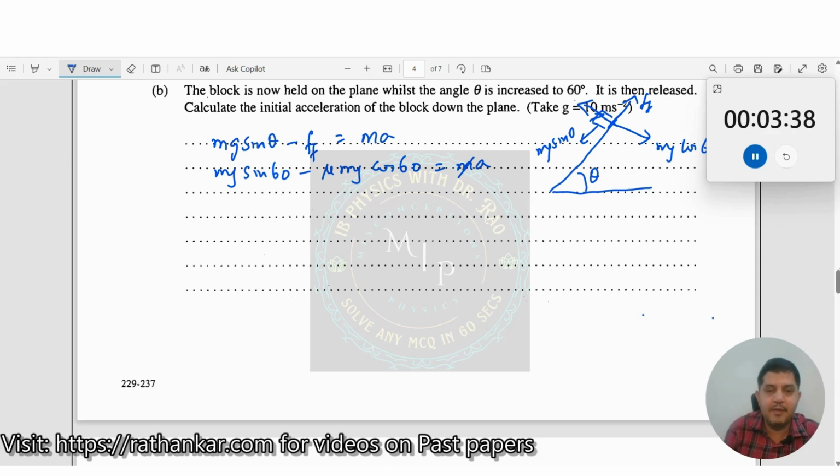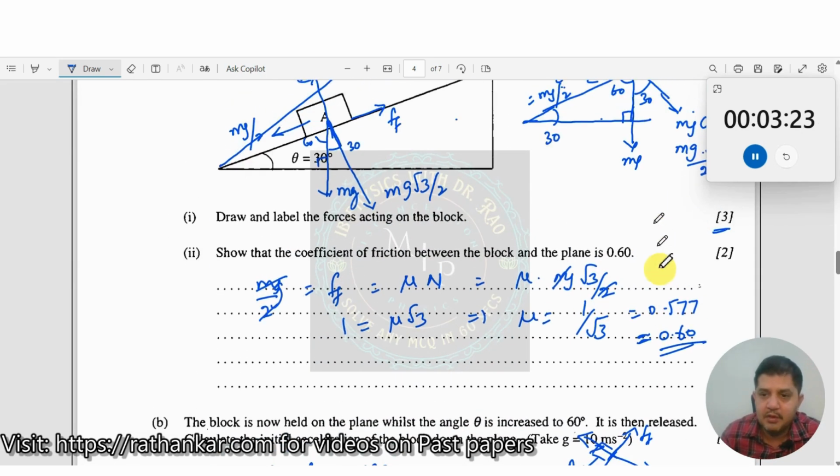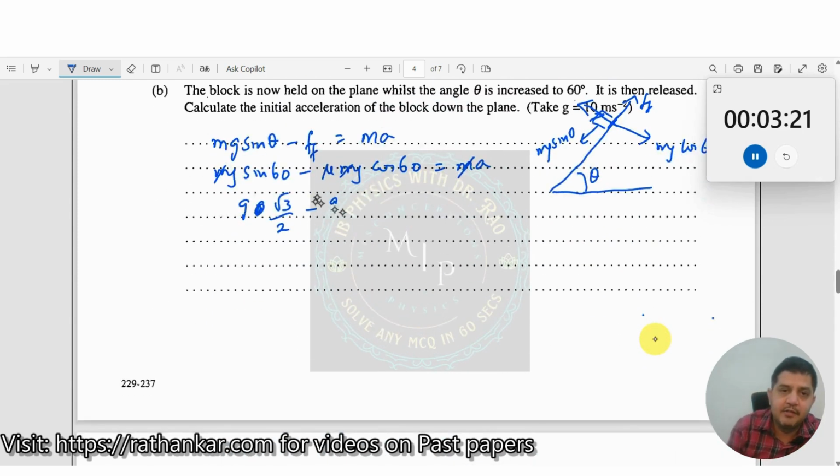Now we are cancelling m on all the sides. Let me expand this. This should be g sin 60. What is sin 60? Root 3 by 2, minus g. What is mu? The mu value we found somewhere here. What is the value of mu? Mu is 0.60. Let us substitute this: 0.60 multiplied by g multiplied by cos 60. Cos 60 is half, which should be equal to a.